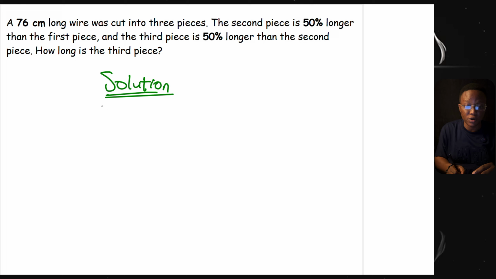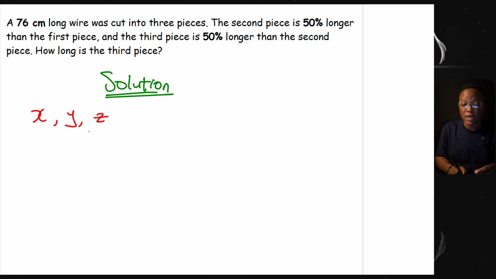Alright, so this is basic algebra. We're applying some rules and percentages to each algebra. So let's first represent the 3 pieces with letters. Let's call them X, Y, and Z. Alright? So the first piece is X, the second piece is Y, and the third piece is Z.